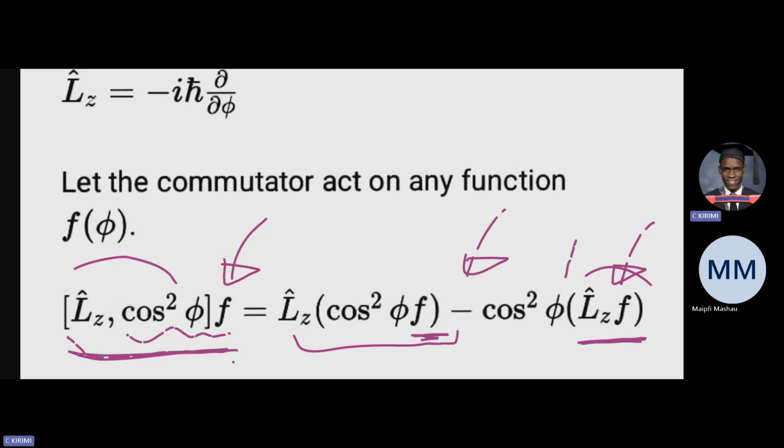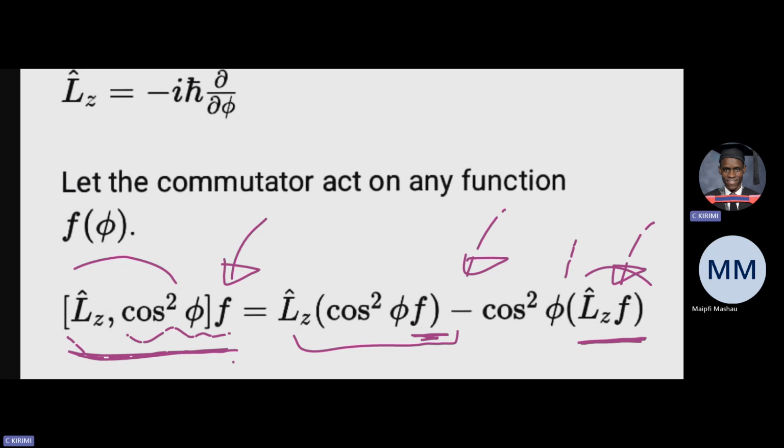Then the f is sitting on the right. So whenever you do your commutation relation, always make sure that the f sits where? On the right. On the right of what? Cos squared phi. It's always on the right. So after you commute, you multiply by f, that function. So that is the commutation relation that we used.